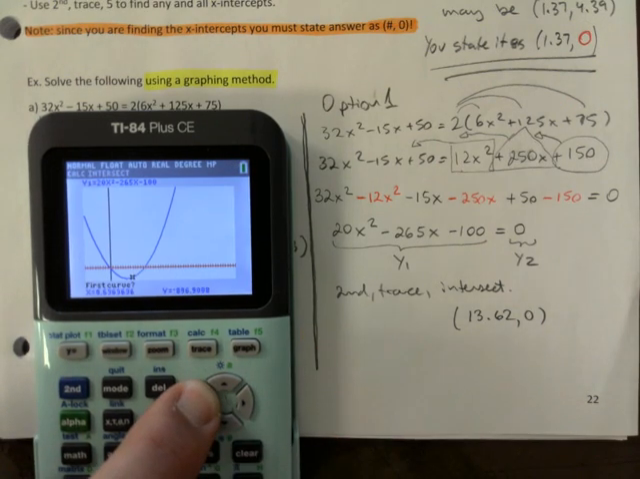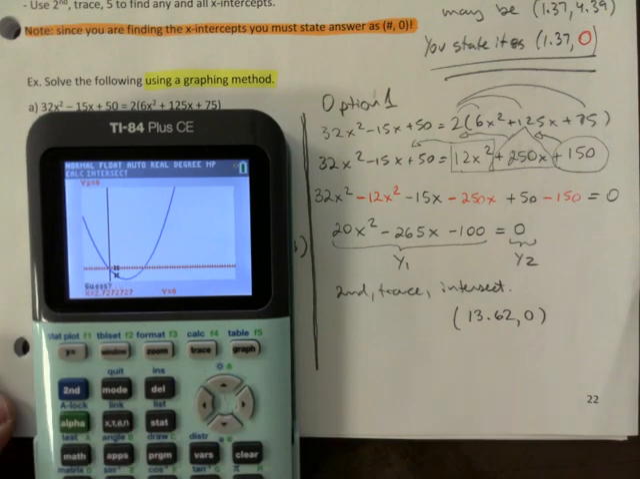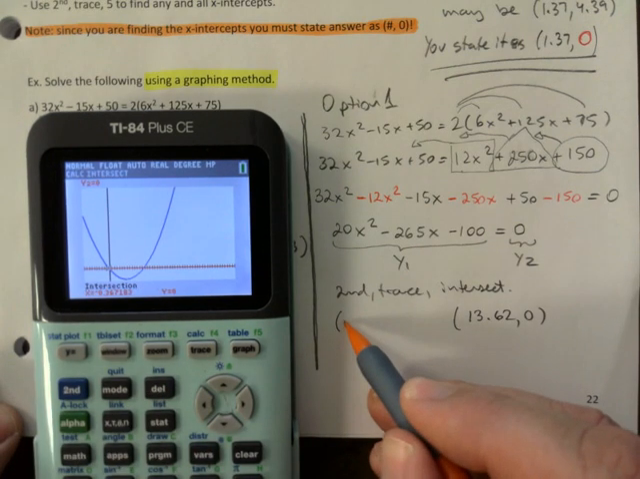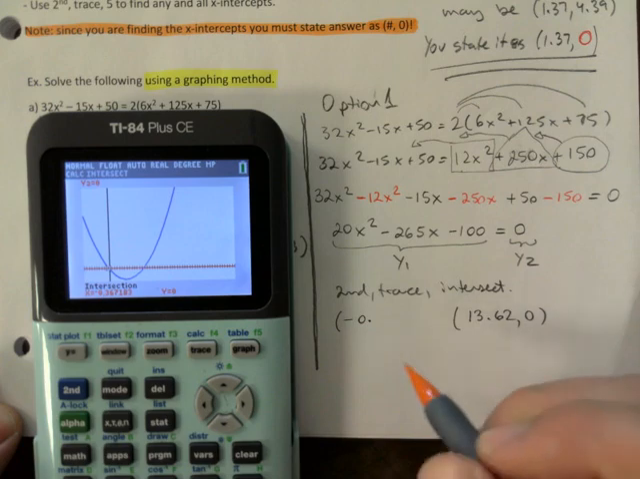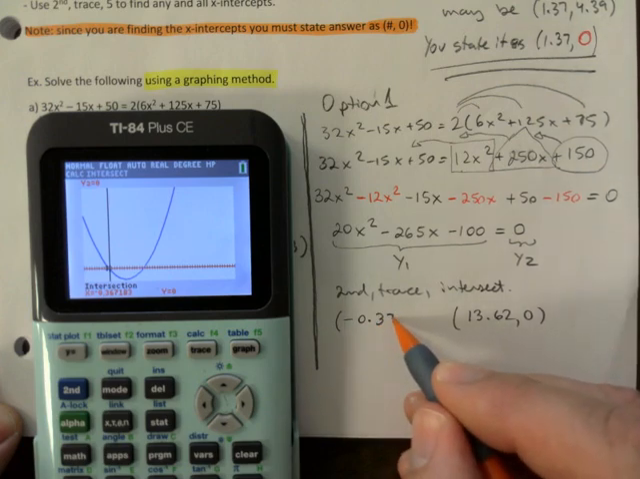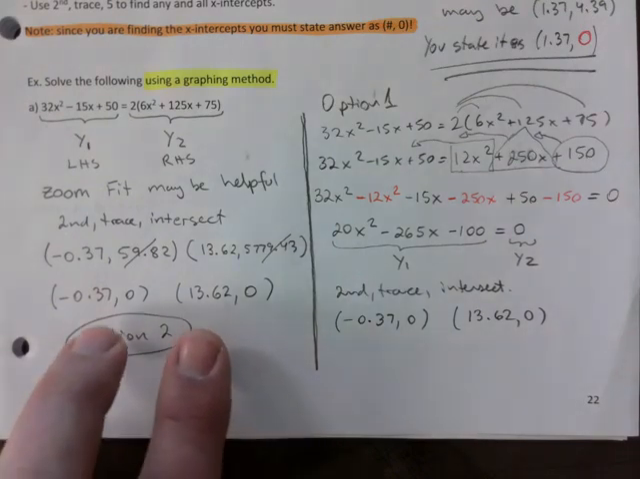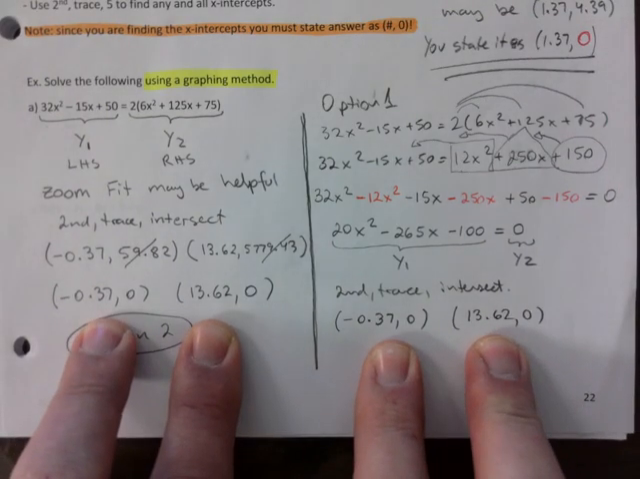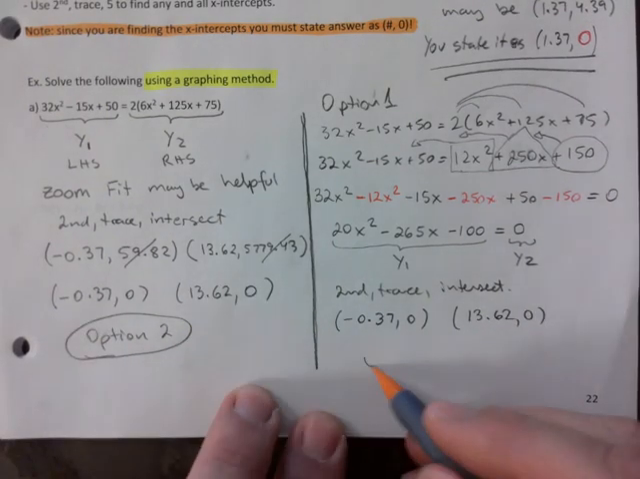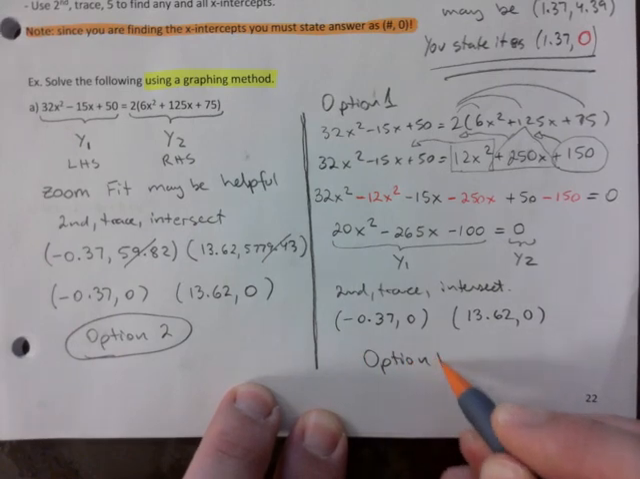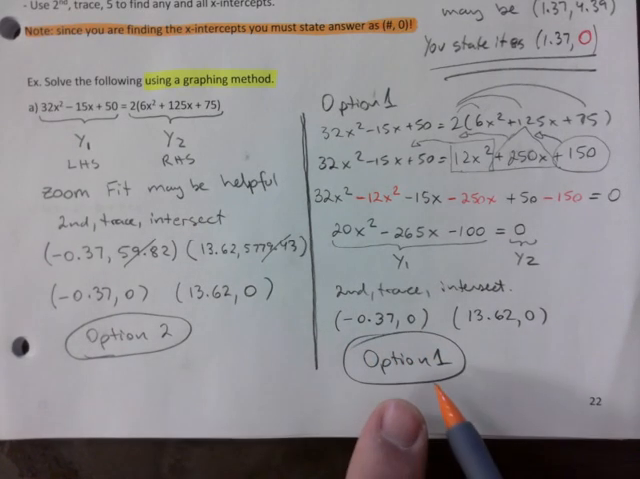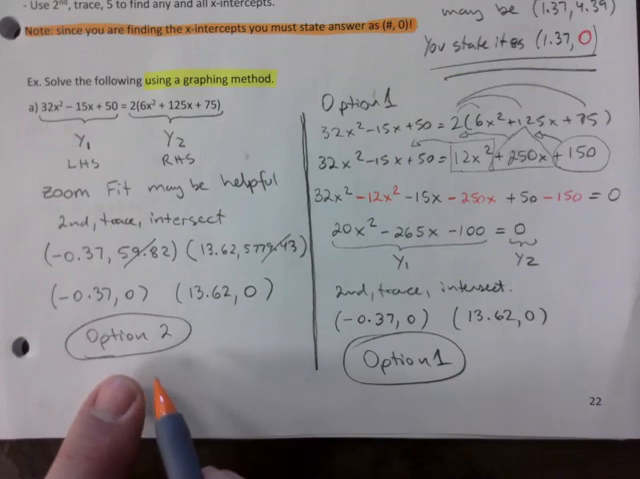Second trace 5 one more time. I'm going to go over to the left side. And so that is negative 0.370, just like our other one that we had on the left side. So option 1 involves rewriting. Option 2, no rewriting.